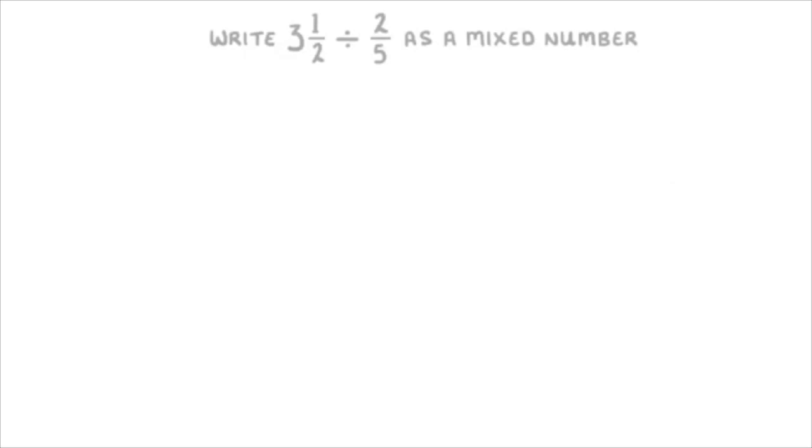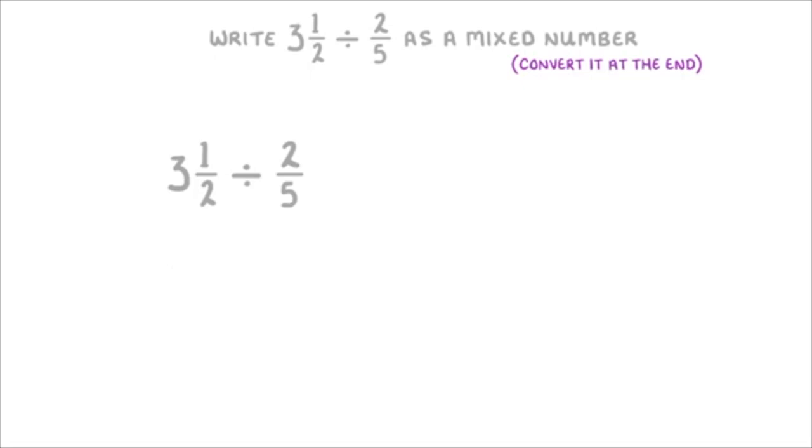Let us try with mixed numbers. In this question, we're dividing 3 and 1/2 by 2/5. The fact that we need to answer in the form of a mixed number doesn't change how we need to do the question at all. It just means that we're going to have to convert it into a mixed number form at the end.